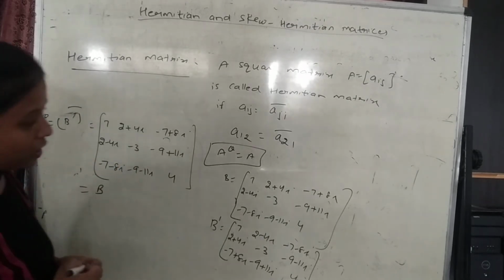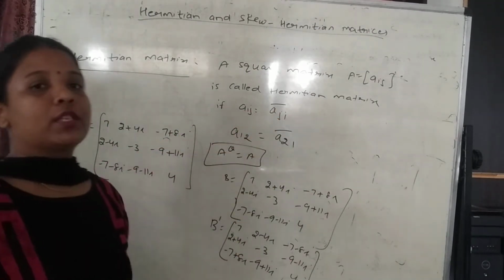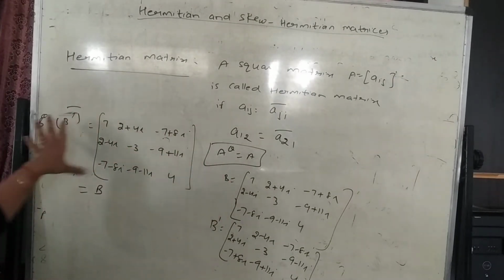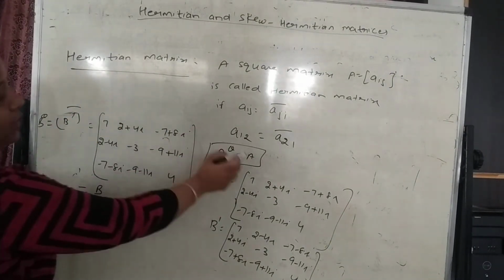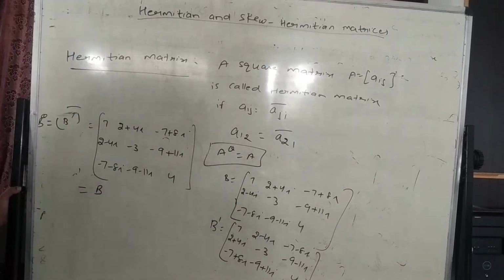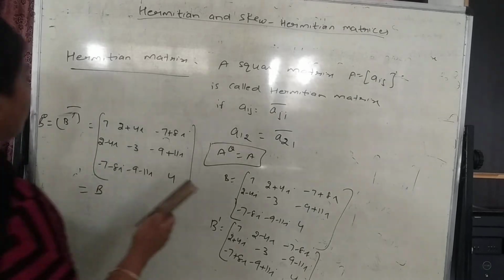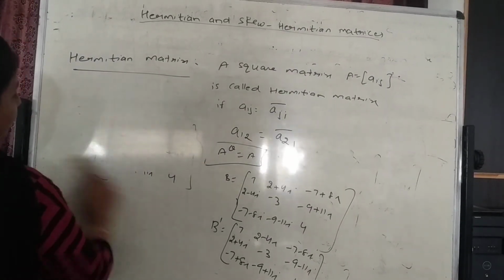For the Hermitian matrix, we have to take the elements such that Aij should be equal to Aji by taking its conjugate. Then when we find B theta, it will definitely become B, because for a Hermitian matrix, it is a necessary condition that A theta will be equal to A. Now, we come to the definition of the skew Hermitian matrices.